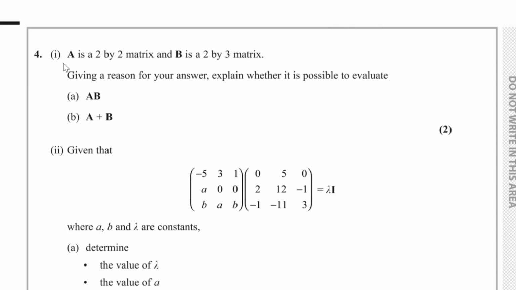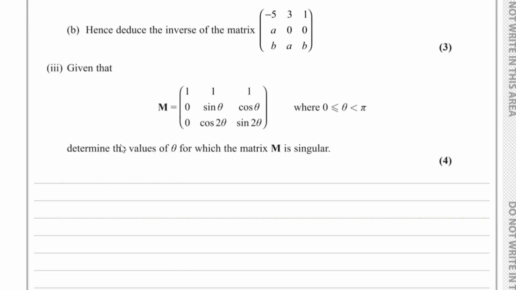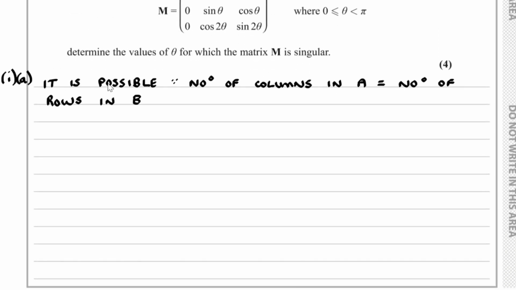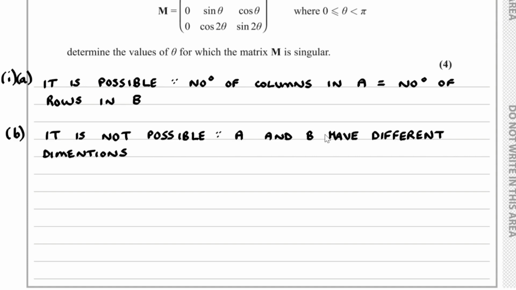Question number 4. For part I, we're given A is a 2 by 2 matrix and B is a 2 by 3 matrix. Giving a reason for your answer, we have to explain whether it's possible to evaluate AB and then A plus B. First of all, it is possible to calculate AB, and that's because the number of columns in A is equal to the number of rows in B. And for the next part, to calculate A plus B, that's not possible because A and B have different dimensions.